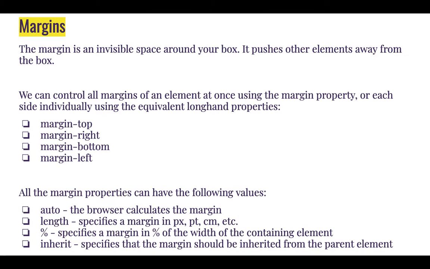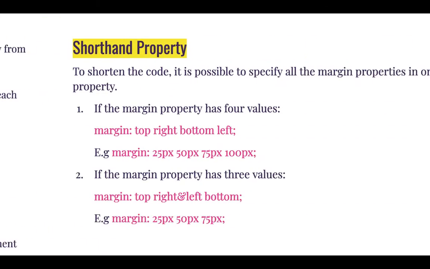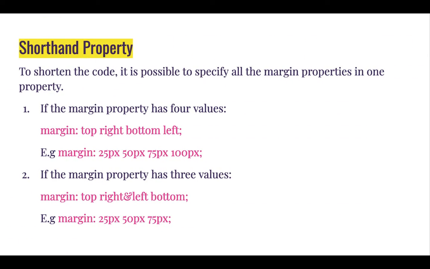All the margin properties can have the following values: auto, length, percent, inherit. To shorten the code, it is possible to specify all the margin properties in one property. If the margin property has four values, know that the arrangement is going to be in this order: top, right, bottom, left. This is a clockwise manner: top, right, bottom, and left.